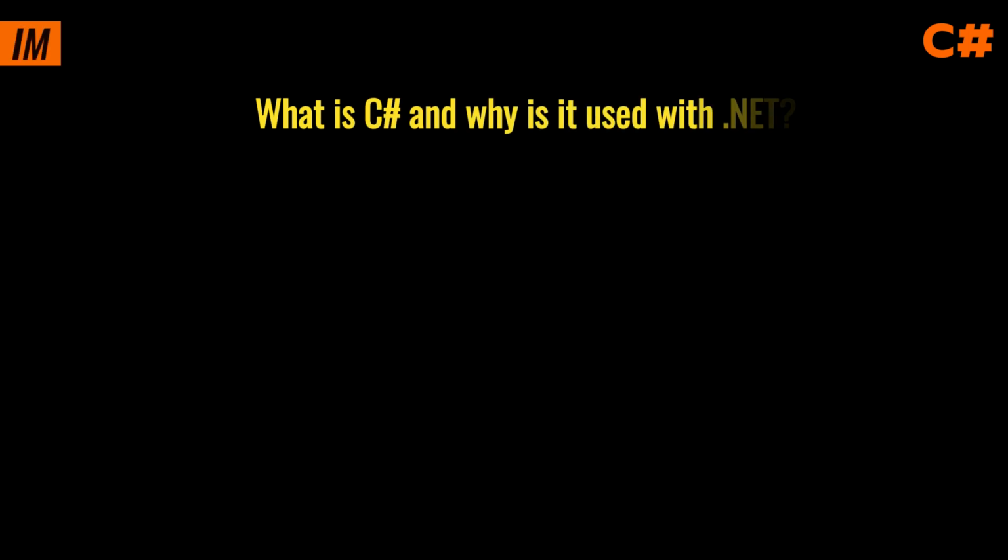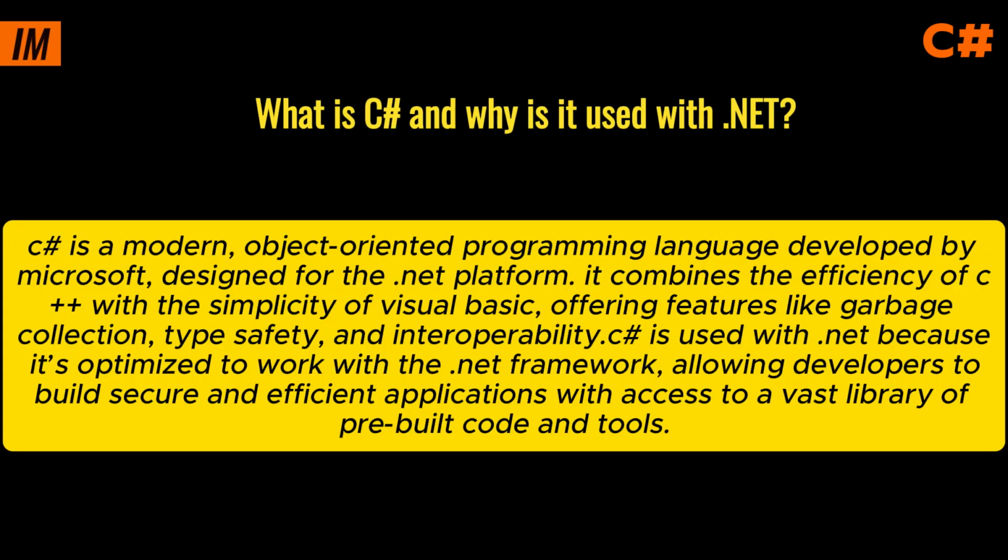What is C# and why is it used with .NET? C# is a modern, object-oriented programming language developed by Microsoft designed for the .NET platform. It combines the efficiency of C++ with the simplicity of Visual Basic, offering features like garbage collection, type safety, and interoperability. C# is used with .NET because it's optimized to work with the .NET framework, allowing developers to build secure and efficient applications with access to a vast library of pre-built code and tools.